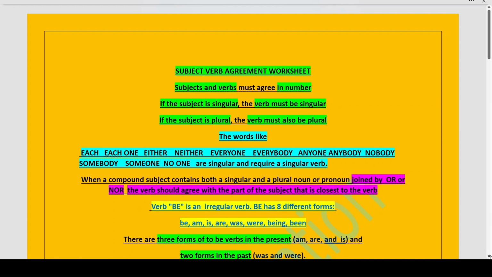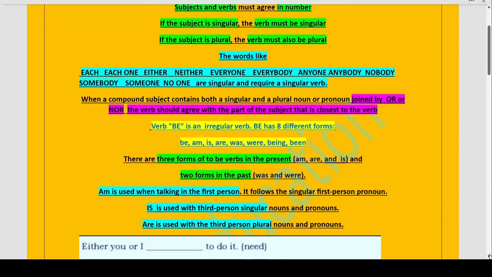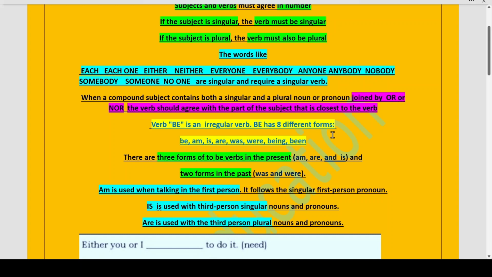Now we come over to the verb be. Now be is an irregular verb. What is an irregular verb? An irregular verb behaves like a verb, but it has different forms. Like the verb be has got 8 different forms. They are be, am, is, are, was, were, being, and been. I have made an exclusive video on verb forms of be. I will link it. You can see it in the next video.